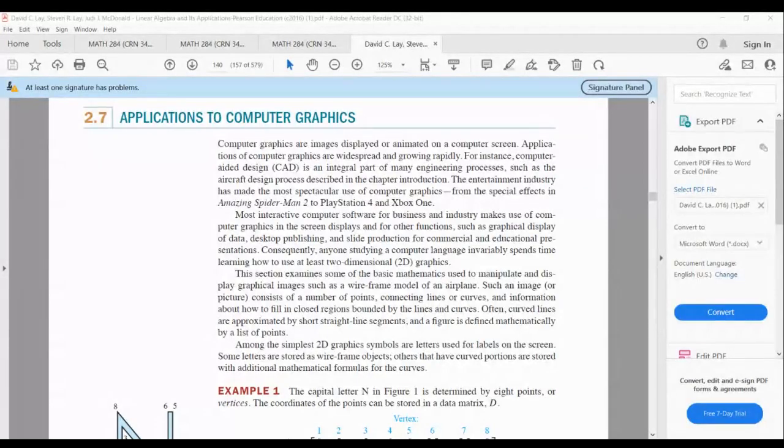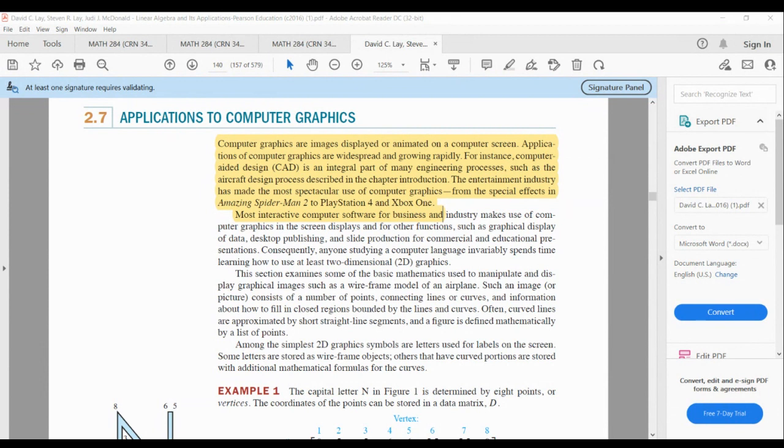Okay, so we're looking now at section 2.7, applications to computer graphics. Let me just highlight this here for you. It's a little dated, but computer graphics, what are they? They're images displayed or animated on a computer screen. Applications of computer graphics are widespread and growing rapidly.